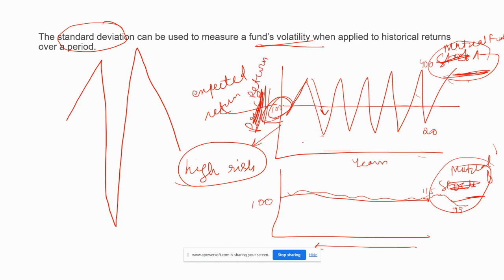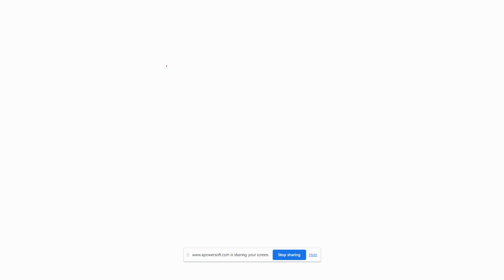I'm just changing the graph. So your expected return is 100 for both these schemes. But over here, this expected return can fall and it can also rise. Correct? And over here, my expected return is 100, so there are high chances that it will remain 100 or close to 100. Not much deviation from the average. Correct? So this is what standard deviation is.